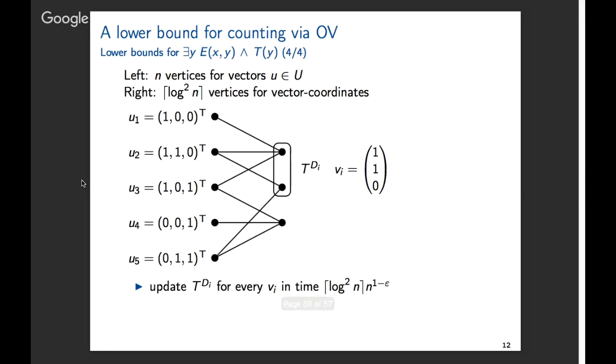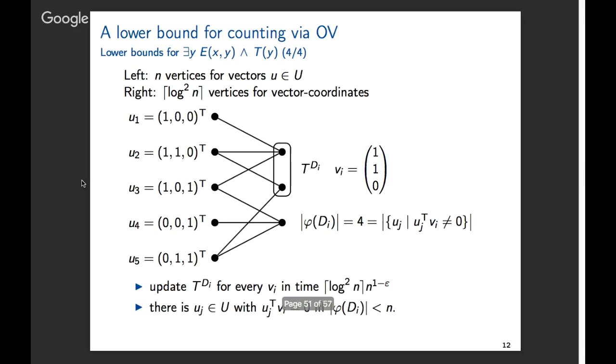Now the relation T corresponds to one vector from the second set V. We put vertices in that relation if and only if the corresponding coordinate is 1 in that vector. And then we see that there is a vector that is orthogonal to the current vector if and only if it has no edge in this set, so if the product is 0 between these two vectors.